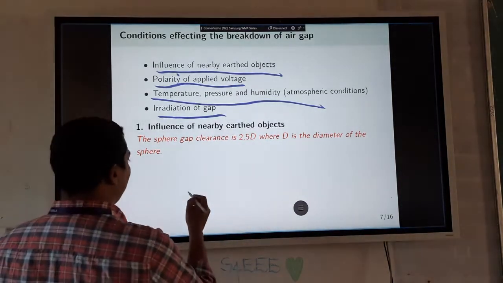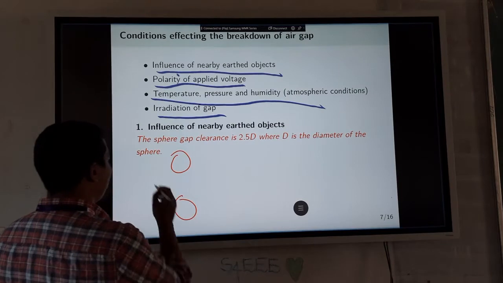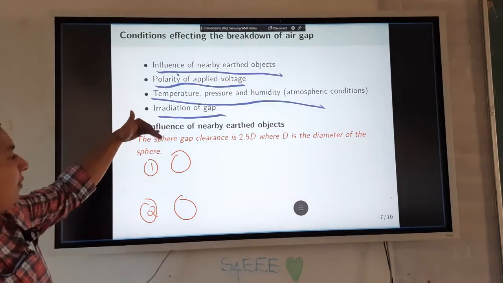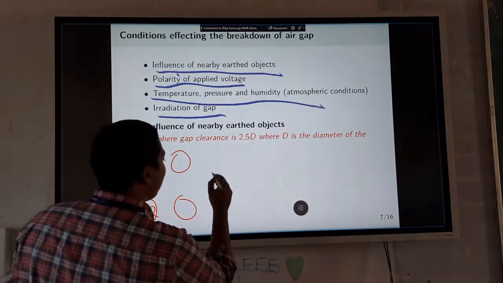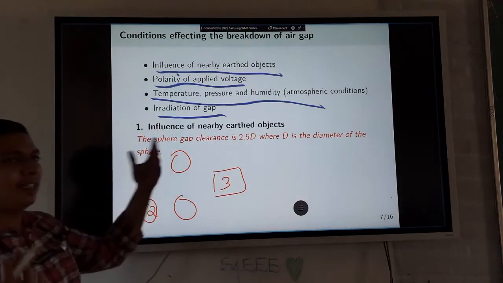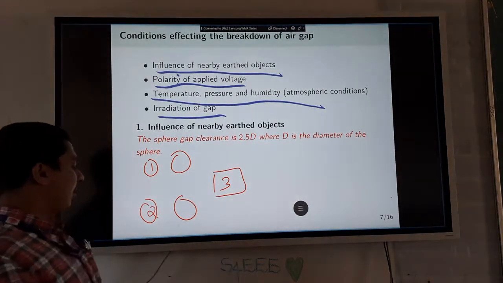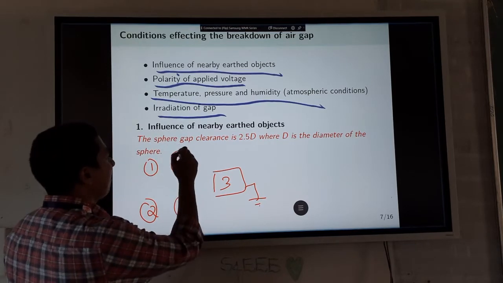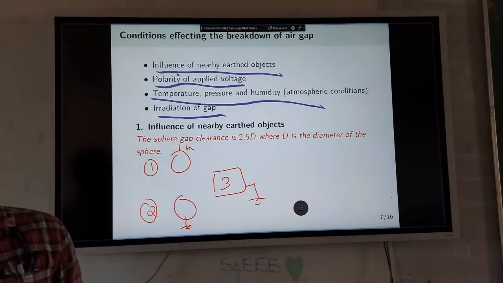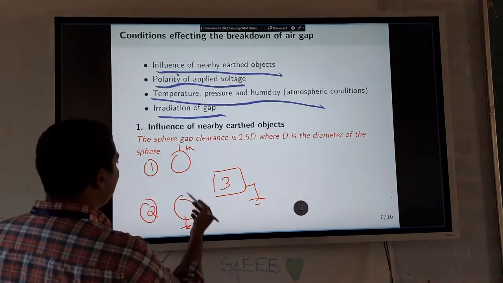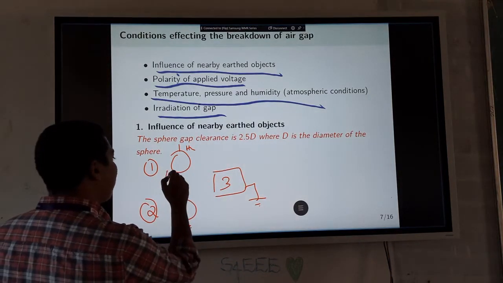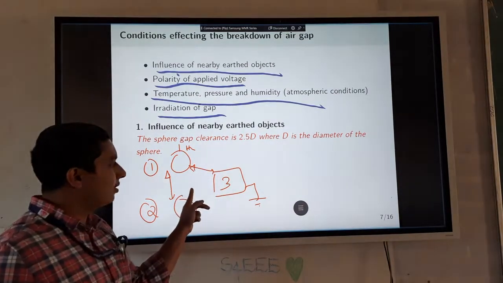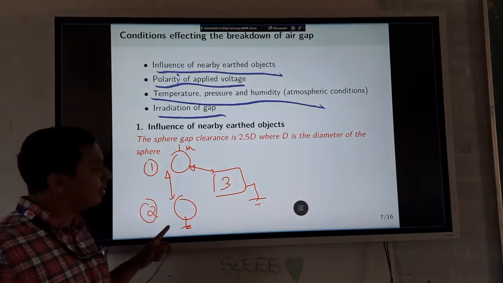Nearby Earth objects means what? Like you have a sphere gap like this. This is your first one, this is your second sphere gap, and you are at a very high distance, so you are going to reduce it. Nearby you have another third object, some transformer bushing or something. This is Earth, and here you are applying your high voltage, and you have a third object nearby, which is Earth. So when you compare the distances, the distance from here to here will be large, but the distance to the third one is lesser.